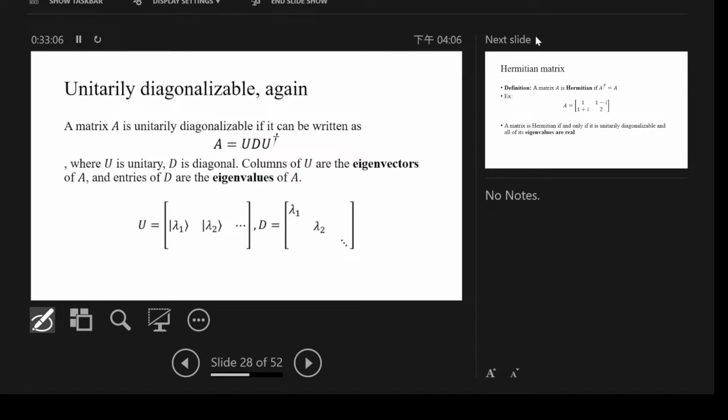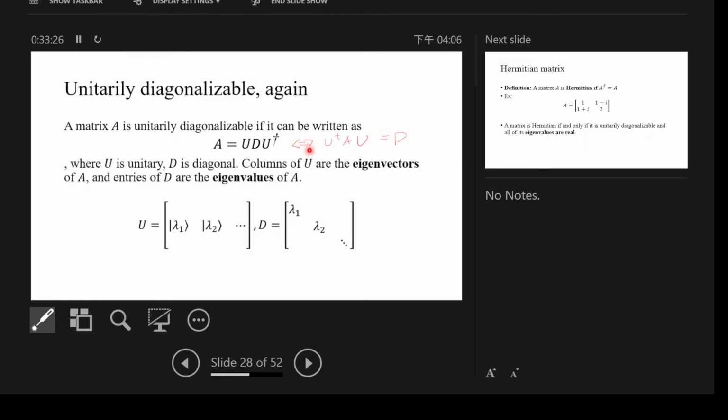And so if you want to write this in more diagonalizable notation, then we have D equal to U dagger A U. Okay, so we're just moving things to the other side.